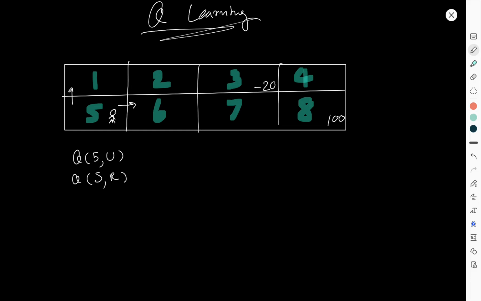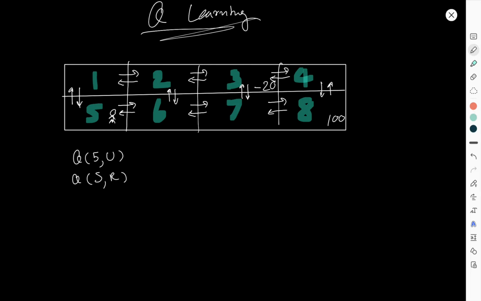So if you are at state 1, you have two operations, that is go down and go right. For state 2, you can go left, you can go down, you can go right. If you are at state 6, you can go left, you can go up, you can go right. If you are at state 3, you can go left, you can go down, you can go right. If you are at state 7, you can go left, you can go up, you can go right. If you are at state 4, you can go left, you can go down. If you are at state 8, you can go left, you can go up. So these are the operations that you can have in each state.